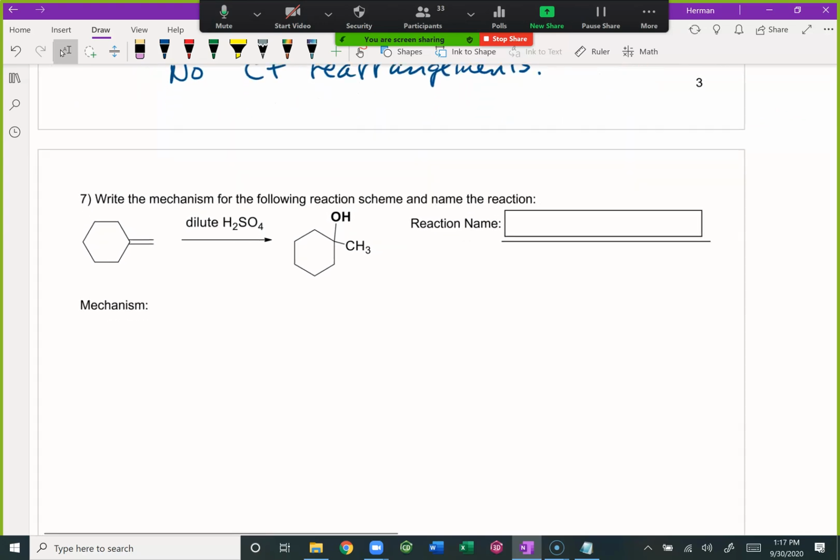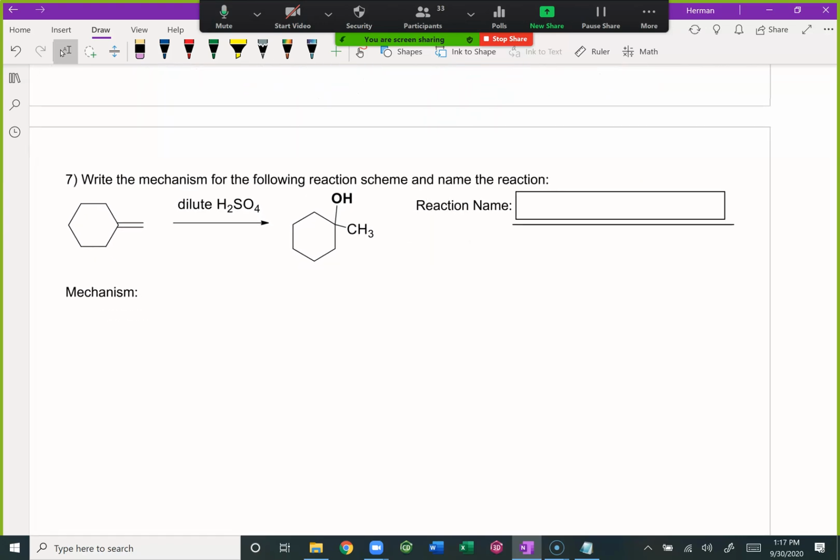What is the name of this main reaction by any chance? Anybody knows it? What will be the name for this? It has a simple name. Hydration. Very good. How do I know there is hydration? Well, it says dilute sulfuric acid. If it's dilute, that means I have sulfuric acid in water. The universal solvent that makes something be dilute is water.